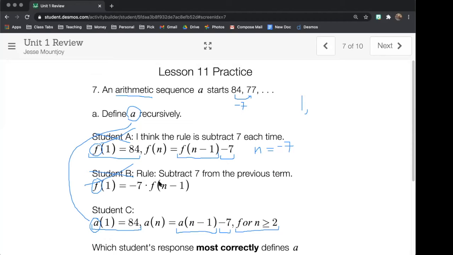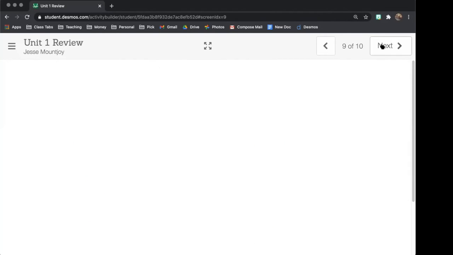A and B: A left off the domain, and they forgot to define the function A, instead defining it as f of something. Student B forgot the starting term, they forgot the domain, and they forgot to use A instead of F. Okay, so C is the best answer. All right, let's keep going.